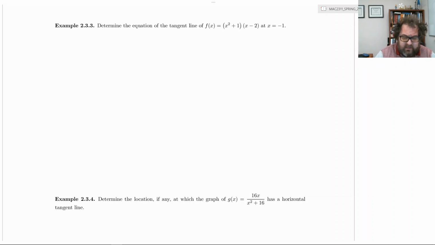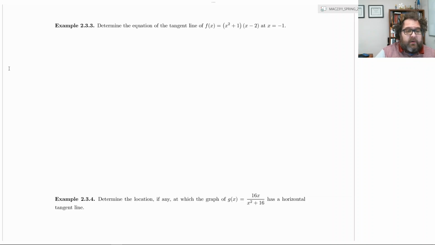So let's hop in here with the first one. Determine the equation of the tangent line of f, which is the product of two functions. That's the important part here. We have x squared plus 1 times x minus 2. Now, I suppose this is one of those examples where you could multiply out, you could FOIL and avoid using the product rule if you wanted to. But here, I'm going to use the product rule since that's where we are.